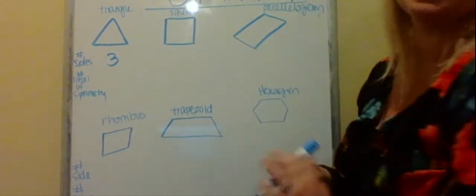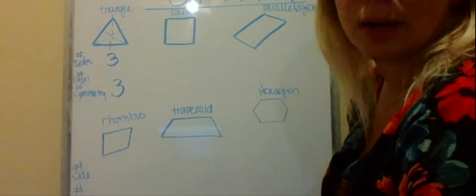and it has 3 lines of symmetry because I could do it like this. I could also go this way, that's 2, and this way, 3. So it has 3 sides, and it also has 3 lines of symmetry.